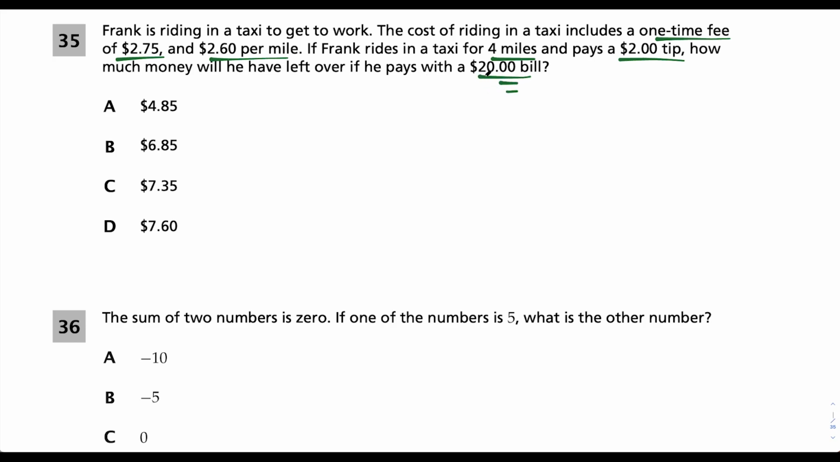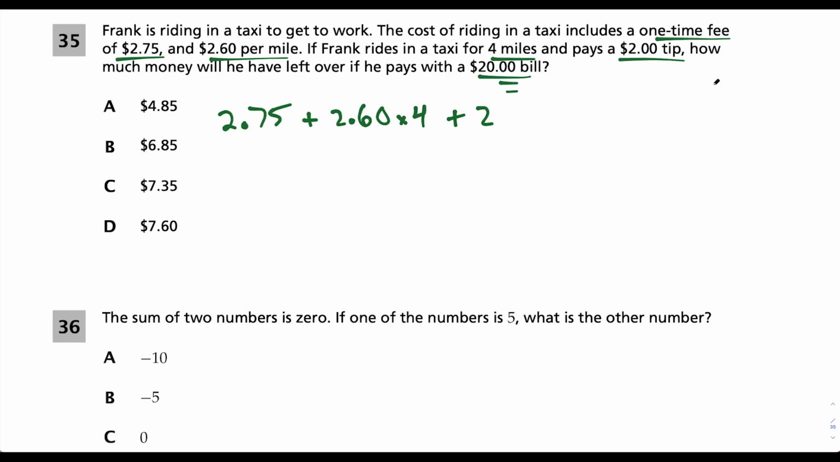So for this one here, there's a lot going on, but ultimately what we're going to do is find the cost first of riding in this taxi for 4 miles. So there's a flat rate of just $275 just to get into the taxi. And then they're charging you $260 per mile. So if we do $260 times 4, that's going to tell us how much money Frank is paying to go 4 miles. And he also gives a $2 tip. So we would just have to work all of this out.